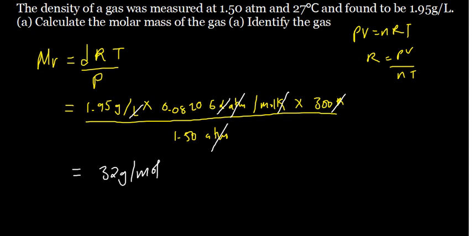The next question is saying identify the gas. So just go on the periodic table, you see the gas that has got a molar mass of 32 grams per mole. And that on the periodic table is sulfur. So this gas is sulfur.